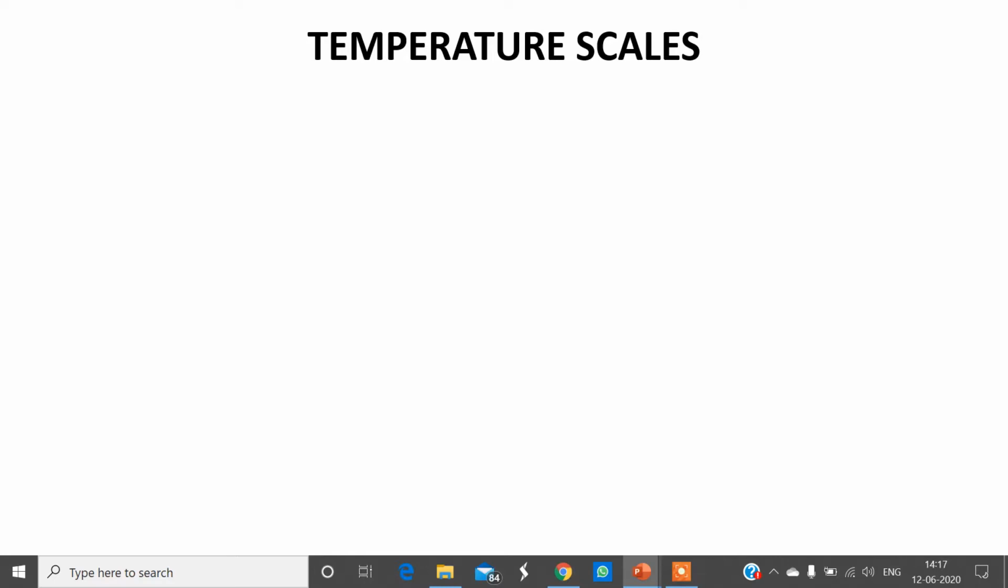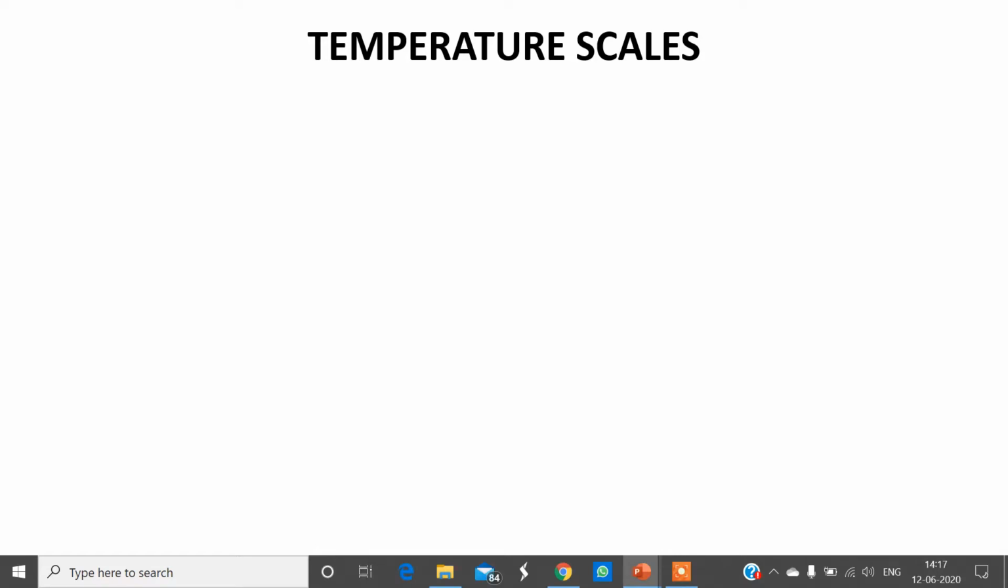In this lecture, we will study temperature scale. We have already studied what is temperature. We have also seen the zeroth law of thermodynamics, in which we have understood what is temperature and what is a thermometer. In this lecture, we'll understand various temperature scales. There are basically four temperature scales: Celsius scale, which is also called the centigrade scale, Rankine scale, Fahrenheit scale, and Kelvin scale. Now, what is a temperature scale?